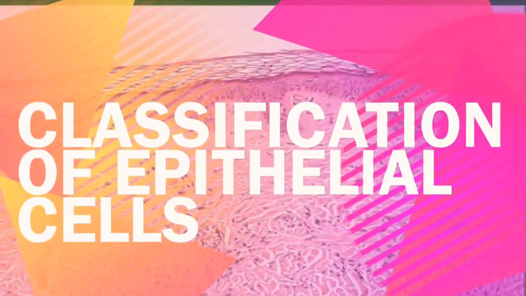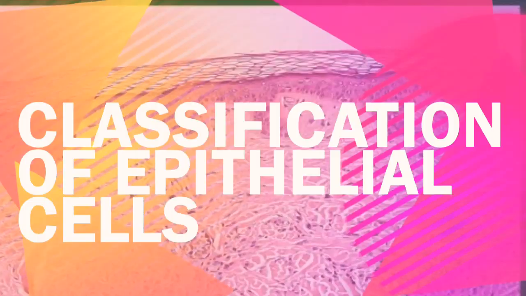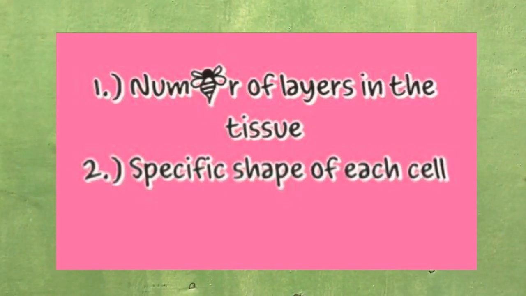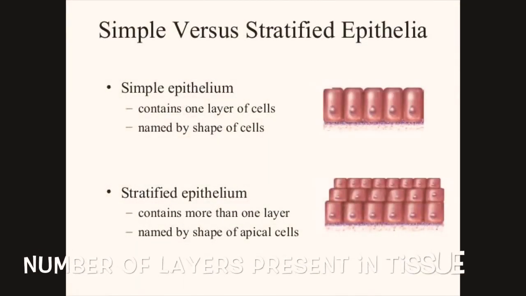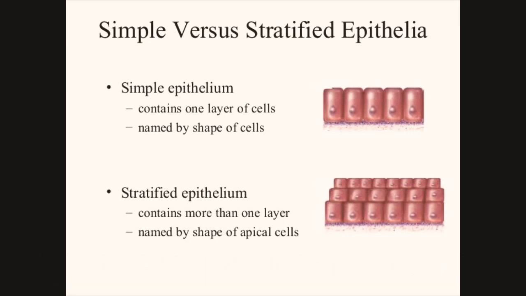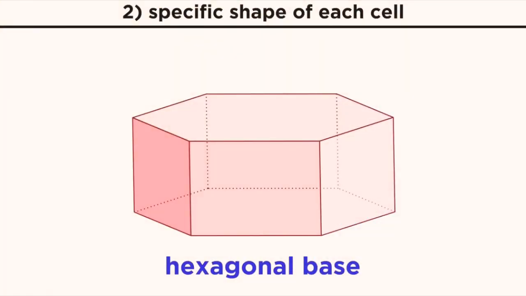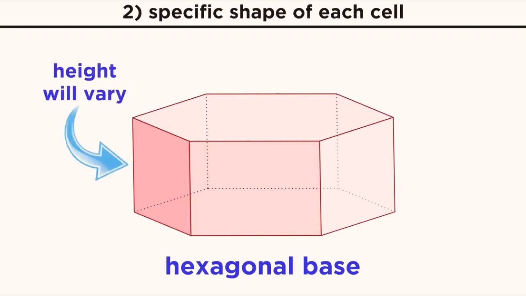Now, let's discuss further classification of epithelial cells, as they vary in the number of layers present in the tissue as well as the specific shape of each cell. First, there can be a simple epithelium, which means a single layer of cells, or there can be a stratified epithelium, which means there are two or more layers of cells stacked on top of each other. Then in terms of shape, each cell typically has a hexagonal base, which allows for close packing, but the height of these cells can vary.